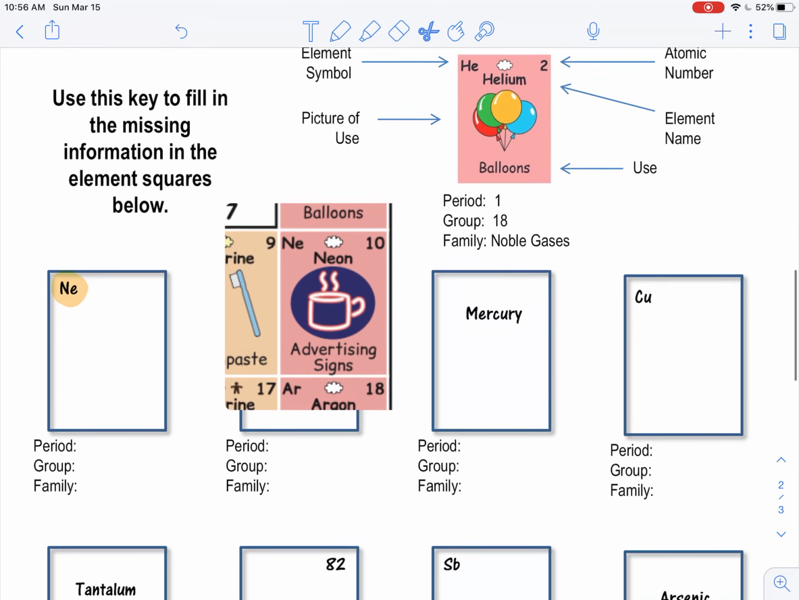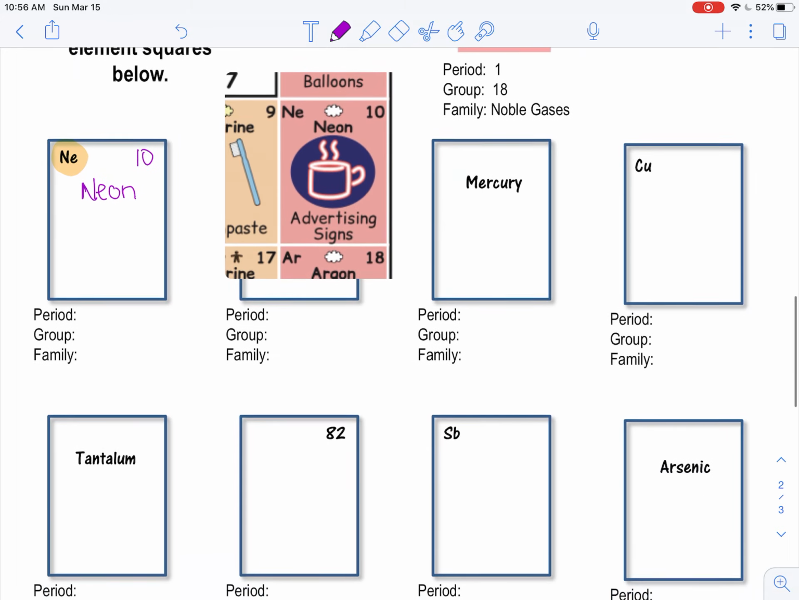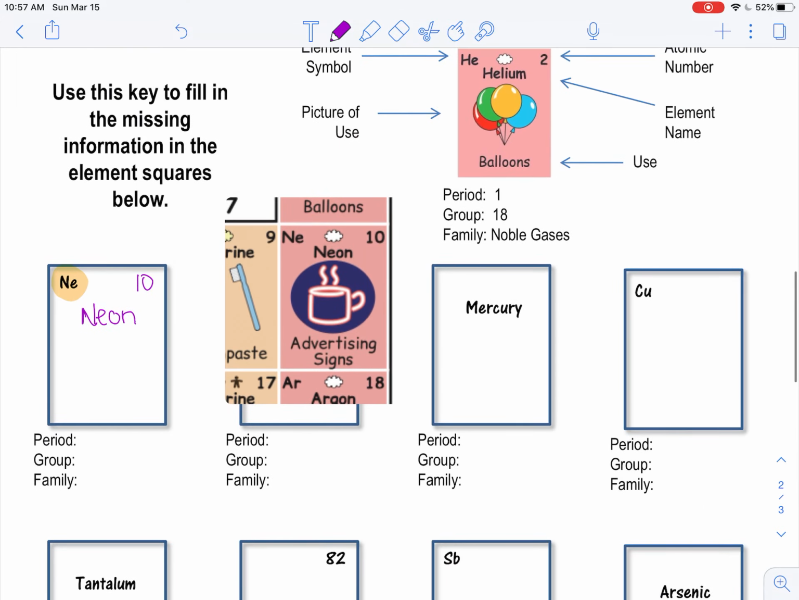All right, so Ne. I don't have information in this square that says what the name is or the atomic number, so I'm going to fill those in. Looking at the picture from the table below, I see that the atomic number of neon is 10. And just like I just said, its name is neon. Then I need to include what it's used for. So this one, it's used for advertising signs.